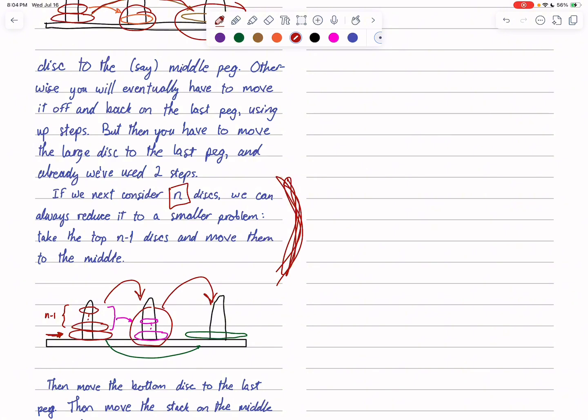And so the idea here is that to solve a problem of size n, if we could just solve a smaller version of the same problem, we could leverage the solution to the smaller problem to help us solve the bigger problem. It's a common technique, and this is often called recursion.